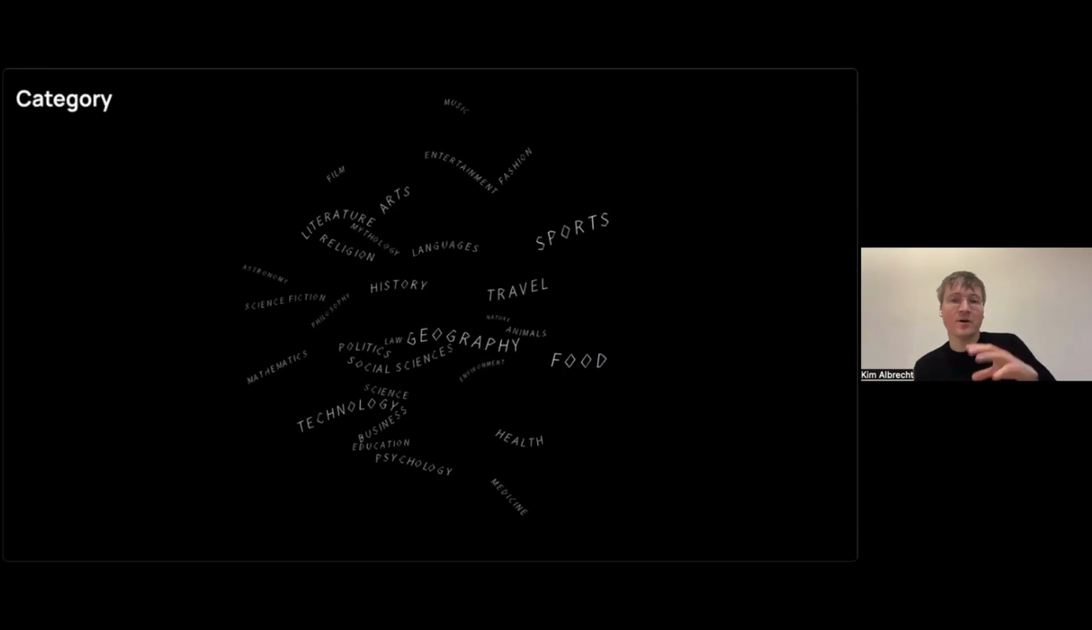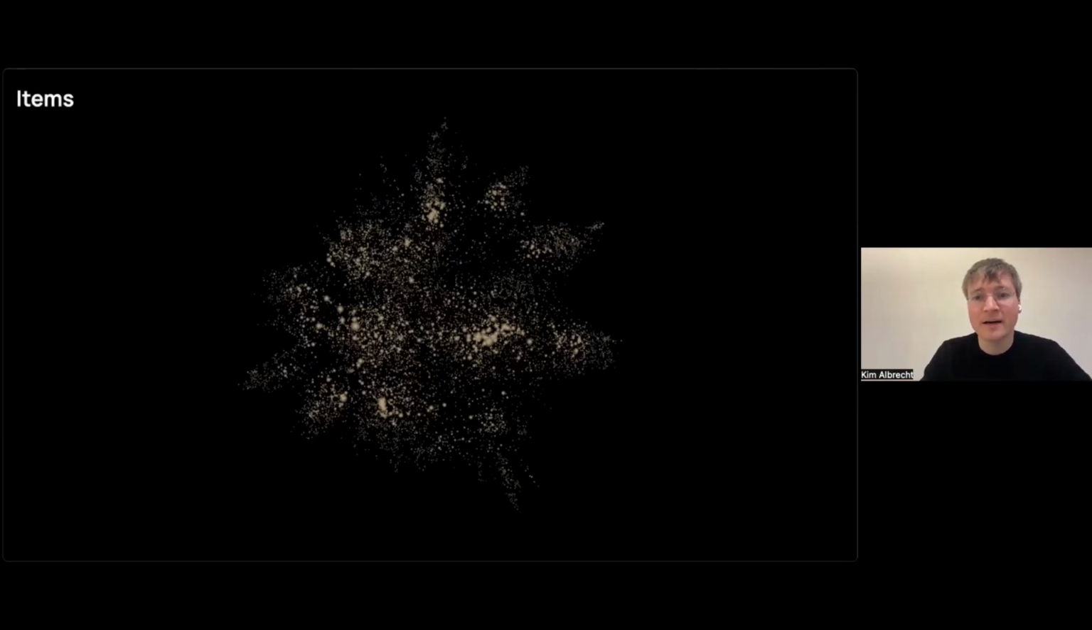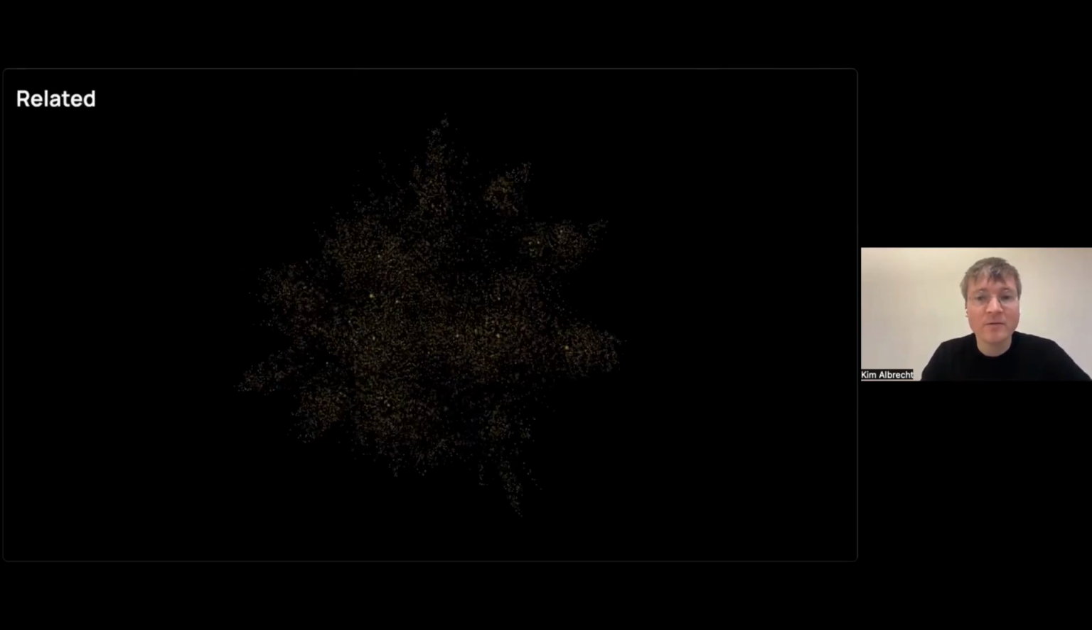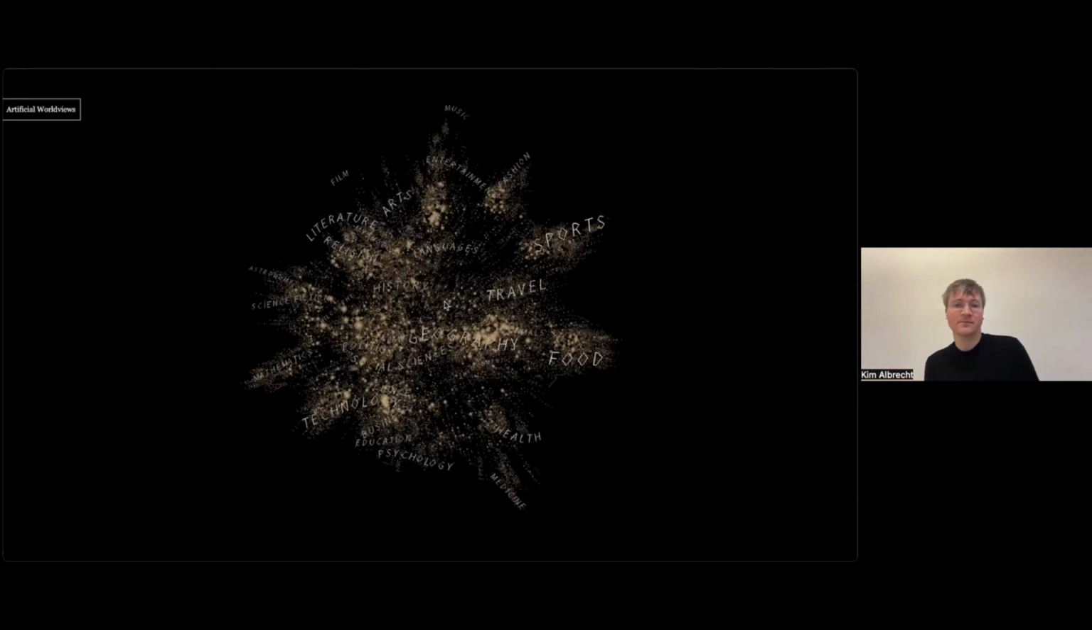So on the bottom corner, you see health and medicine and psychology and education. And those things for ChatGPT have more in common to one another than film or arts or literature that are located at the top. And then the subcategories, the items and the related items. And the final map looks something like this.